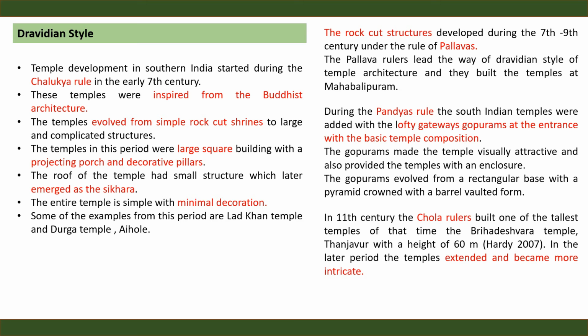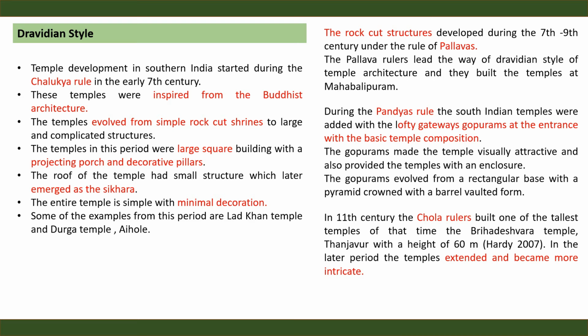The temples in this period were large square buildings with a projecting porch and decorative pillars. The roof of the temple had a small structure which later emerged as shikara. The entire temple is very simple with minimal decoration. Some examples are Ladkhan temple and Durga temple at Aihole.